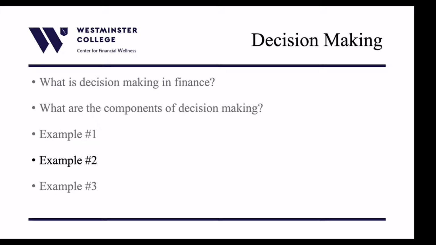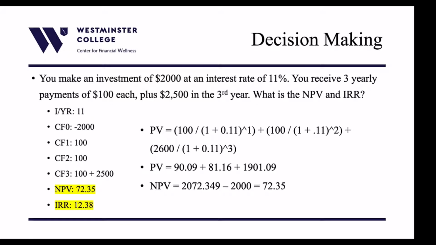Moving on to our second example. So you make an investment of $2,000 at an interest rate of 11%. You receive 3 yearly payments of $100 each, plus $2,500 in the third year. What is the NPV and IRR?